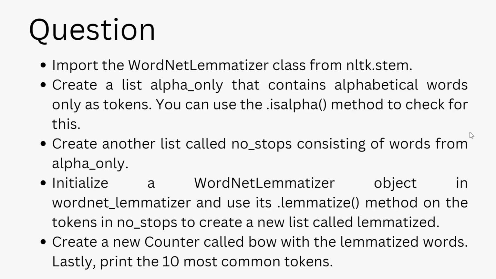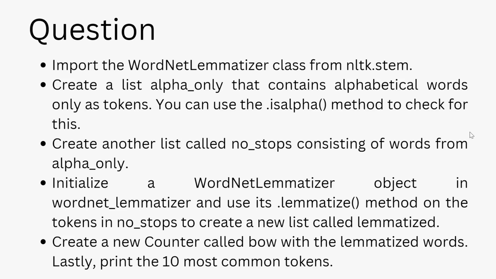Here we have a question that is divided into five parts. Import the WordNetLemmatizer class from nltk.stem, then create a list alpha_only that contains alphabetical words only as tokens. You can use the isalpha method to check for this. Create another list called no_stops consisting of words from alpha_only.